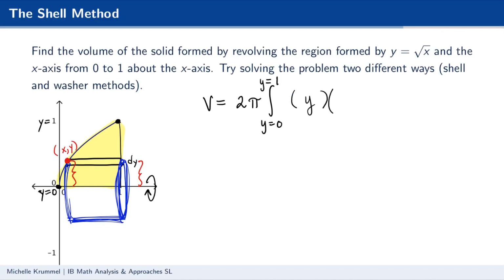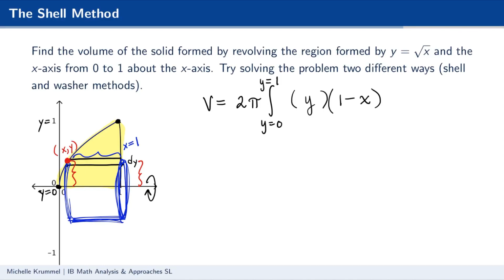Now the height of the cylinder is this horizontal distance. And for horizontal distance, we do the right x minus the left x. The right x is x equals 1. I kind of covered that up with my drawing, but that is at x equals 1. And the left x is just x. So 1 minus x.